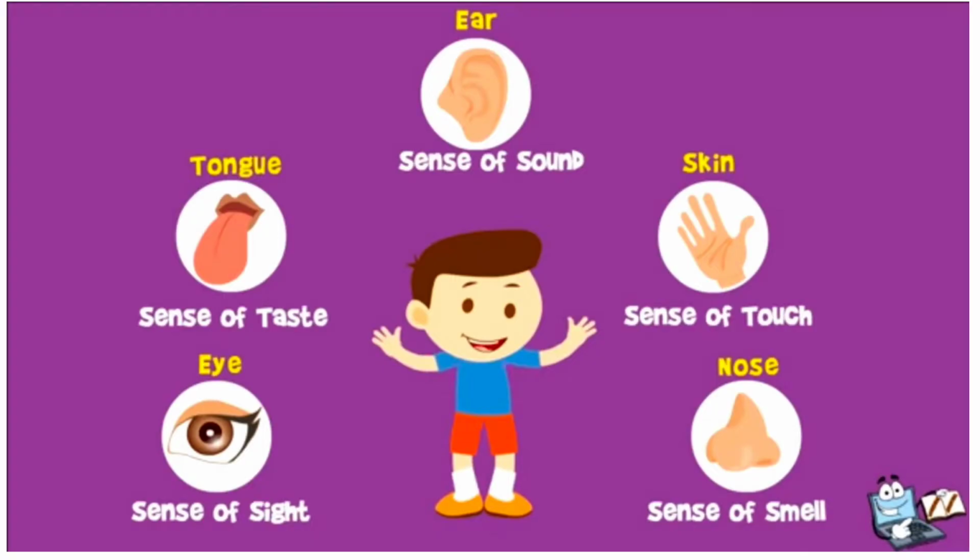Alright, let's do some revision on the 5 senses that we have learned before. Sense of sound or sense of hearing, we use our ear to hear. Sense of touch, we use our skin to touch. Sense of smell, we use our nose to smell. Sense of sight, we use our eyes to see. And sense of taste, we use our tongue to taste the food. Okay, these are all the 5 senses that we have learned.